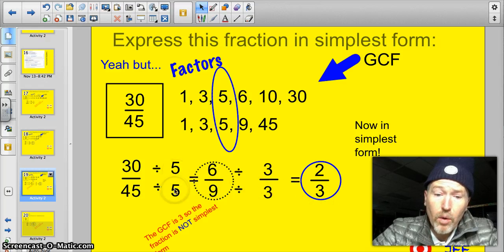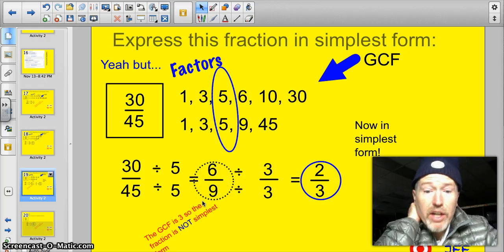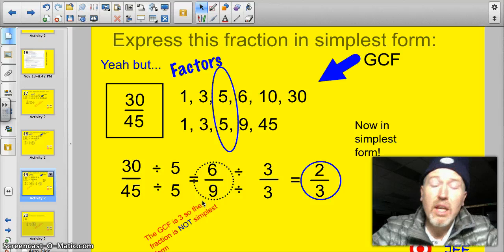Notice again, what's 5 times 3? It's still 15, that greatest common factor that I missed. So that's an interesting way of looking at it. There's nothing wrong with this. You made a mistake, but as long as you keep evaluating that equivalent fraction to make sure it's in simplest form, you can't get it wrong.